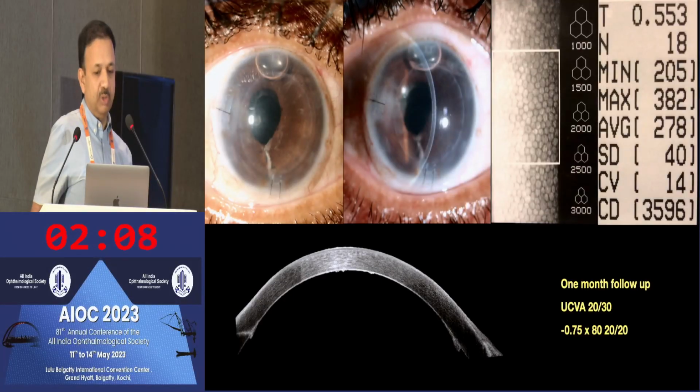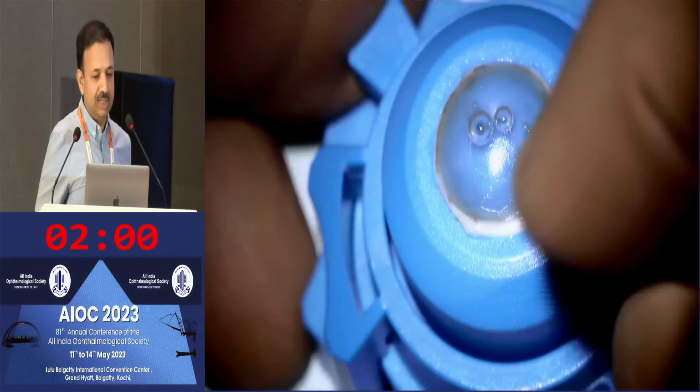So that's the post-operative outcome. You can see by day 4, day 5, the cornea is looking extremely clear. It's a very thin graft with good endothelial cell count.